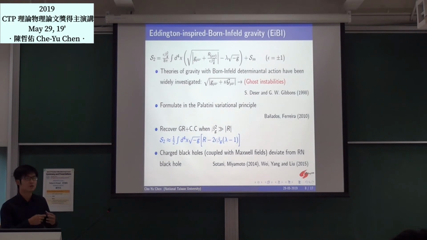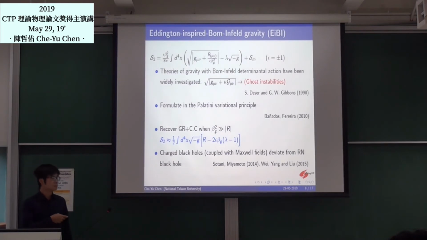In principle, this model was originally proposed in order to remove the divergence of the curvature, because we put this curvature inside this square root. So in principle, this curvature has some upper bound. We want to remove the original singularity in general relativity by using this kind of modification. Actually, this kind of structure was originally proposed by Deser and Gibbons in 1998, but they proposed this theory under the metric variational principle, and the equation of motion has higher order derivatives and it has a ghost. It is problematic. So we also formulate this theory in the Palatini variational principle.